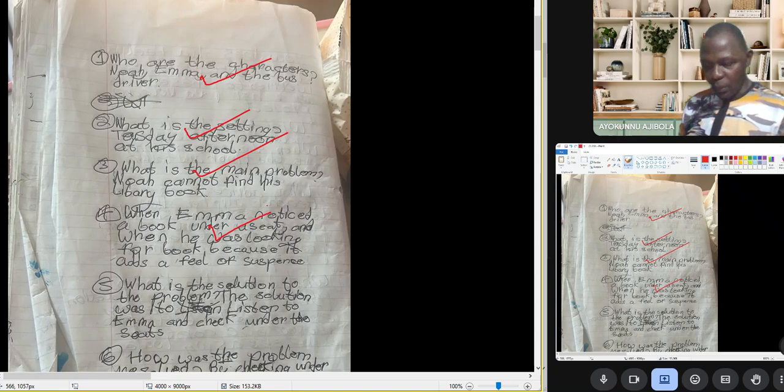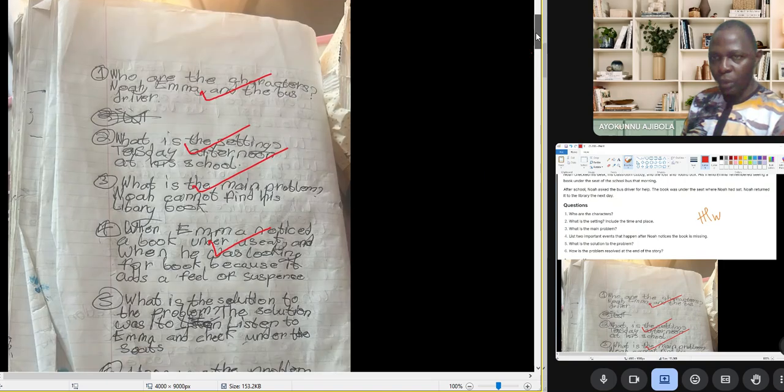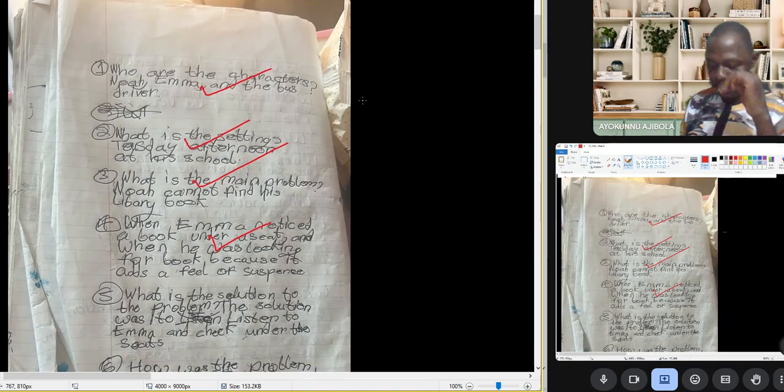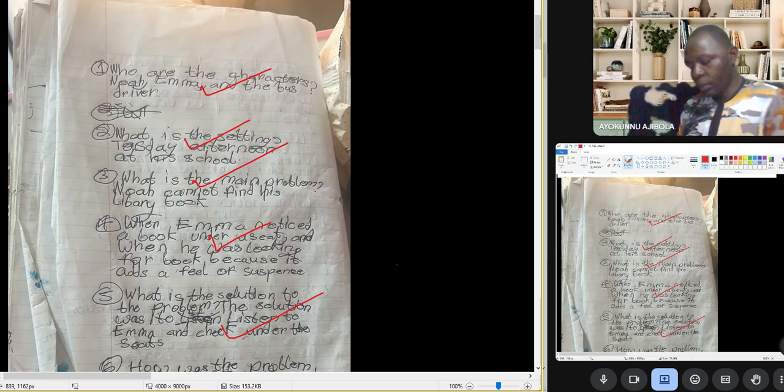So the next one says, what was the solution to the problem in the passage? The solution to the problem? The solution is to check under the seat, right? Yeah, they check. Oh, I mixed them up then. Yeah, you're right. You said they listened to Emma and they check under the seat, but you didn't mention the bus seat.